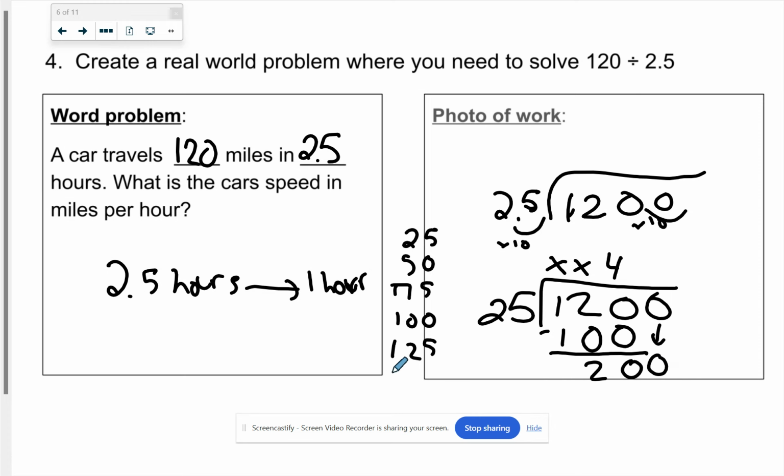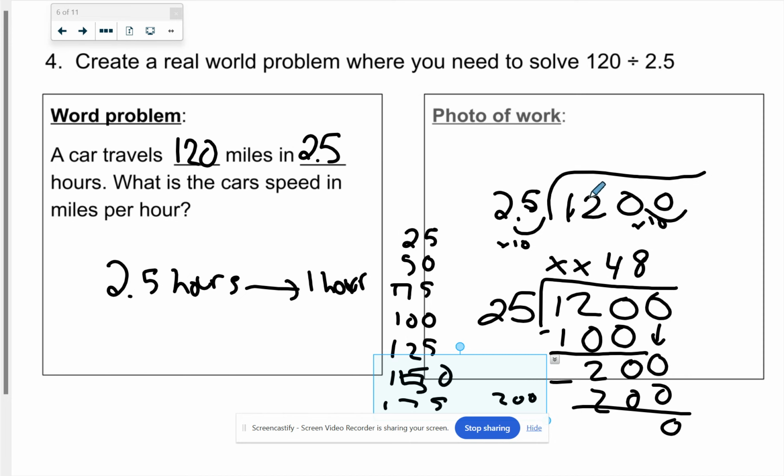Now how many 25s make 200? Let's keep going. I found 200. 1, 2, 3, 4, 5, 6, 7, 8 times. 25 times 8 is 200. Subtract, you get 0. So it would be 48 miles per hour. That's what MPH means, miles per hour. All right, let's keep going.